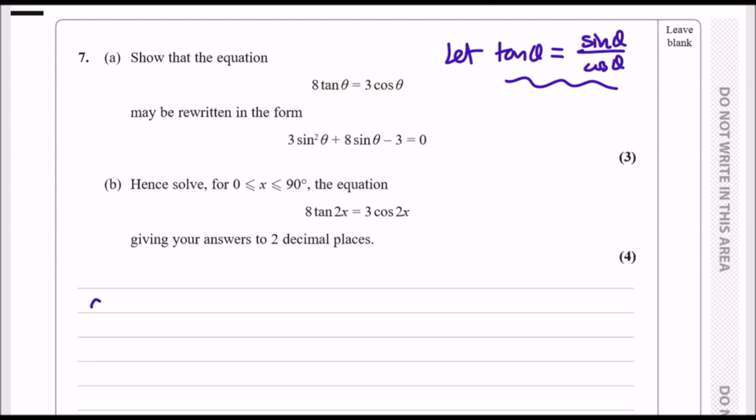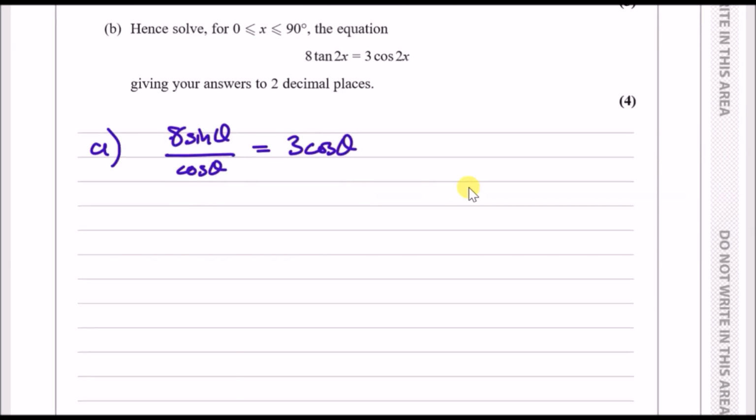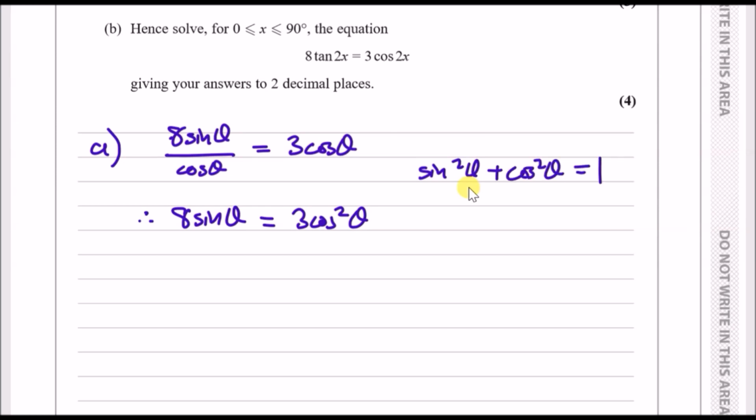So let's put it over here. So part A, we now have 8 sine theta over cos theta, and this is equal to 3 cos theta. Now it's always preferable, guys, if we clear the fraction. So if we multiply cos theta across, we will be left with 8 sine theta on the left equals 3 cos squared theta. Now another useful property here is the fact that sine squared theta plus cos squared theta equals 1. So this is actually the second trig identity that's worth learning.